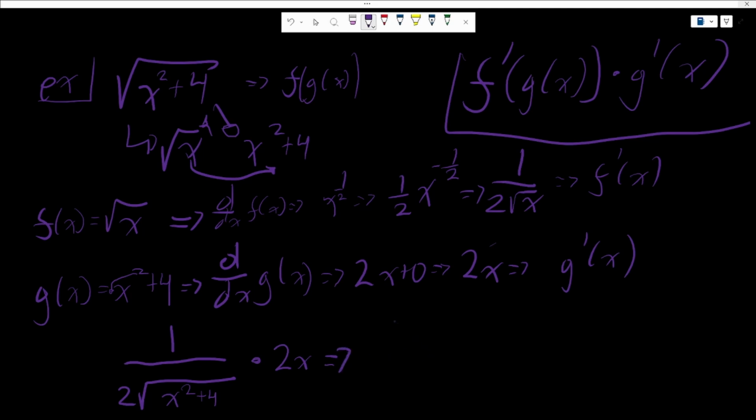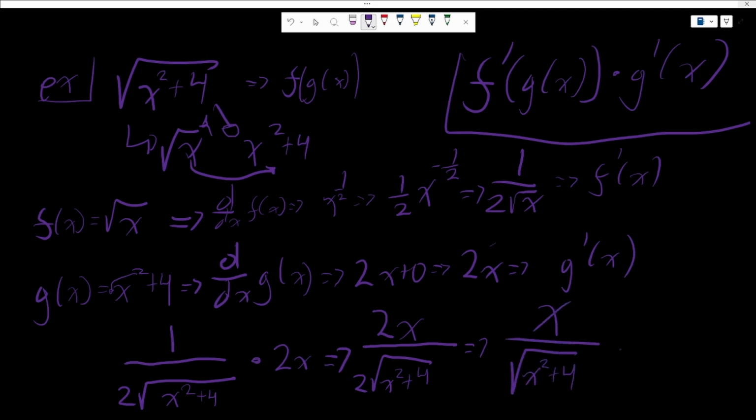We can simplify this further to have 2x over 2 times the square root of x squared plus 4. And then our 2's will simplify. So we're just left with x over the square root of x squared plus 4. And that is the derivative of our function, the square root of x squared plus 4.